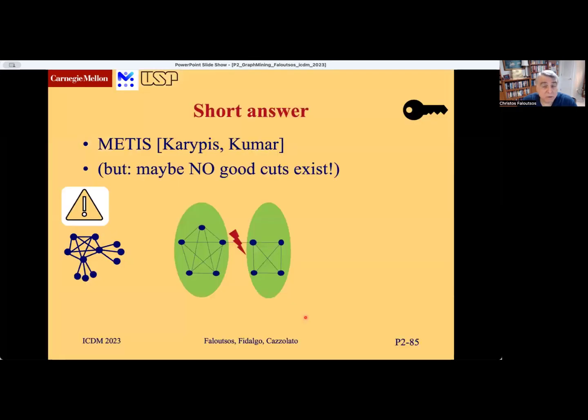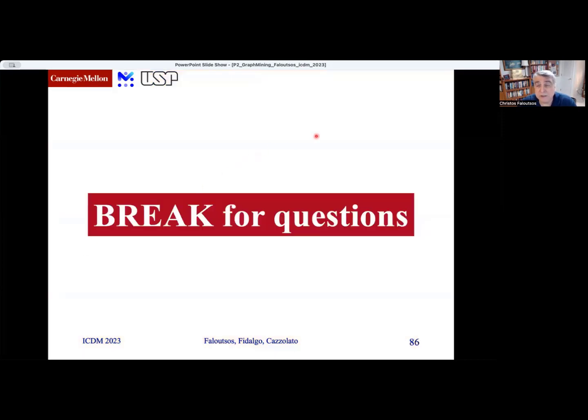So the conclusion is that if we have a graph and we want to find communities, the METIS algorithm is the recommended one. But if the results don't make sense, it's not the fault of the algorithm, it's the fault of the data. There might not be good communities. And we can stop here for questions.